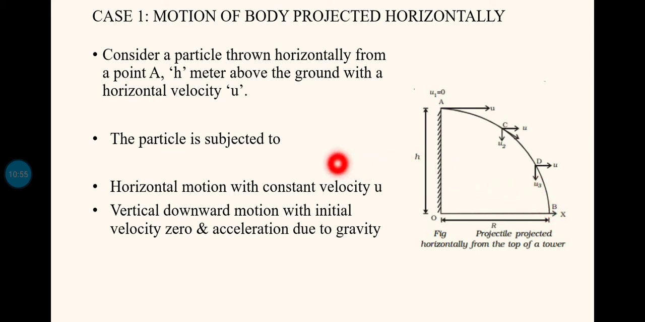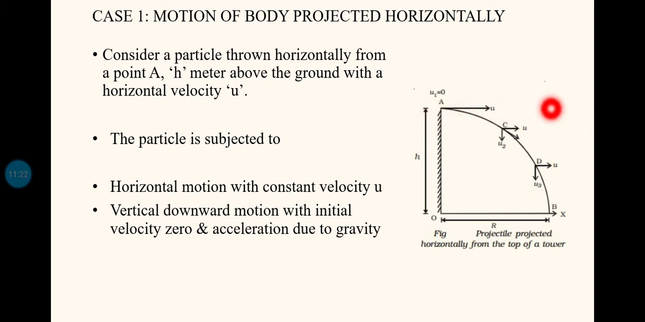So consider a particle thrown horizontally from a point A. Here you can see the point A. The body is thrown horizontally from point A with a horizontal velocity u, and the point A is at a height h from the ground. We are dividing the motion of the particle into two. The particle is subjected to horizontal motion with constant velocity u.